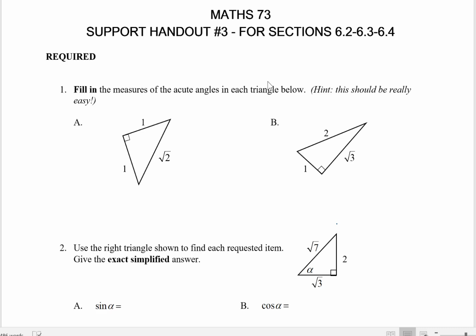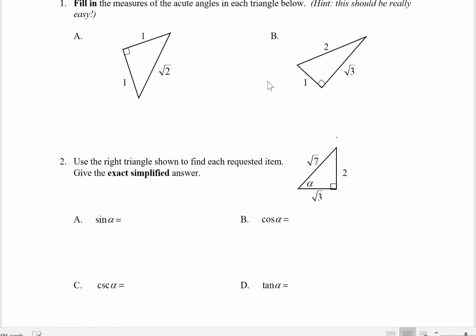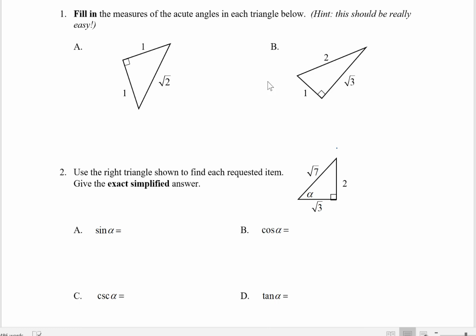Support handout number 3. Problem number 1. This is a very easy problem. I'm asked to fill in the acute angles in these pictures. When I see a right triangle with 1, 1, and the square root of 2, I know that that's a 45, 45, 90 right triangle. So this angle is 45 degrees and this angle is 45 degrees.